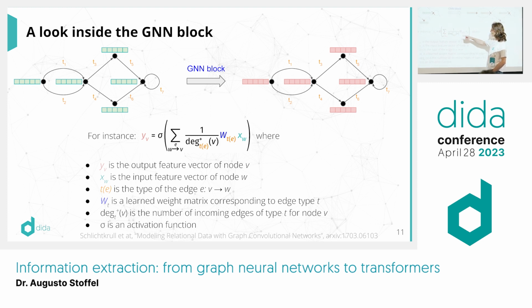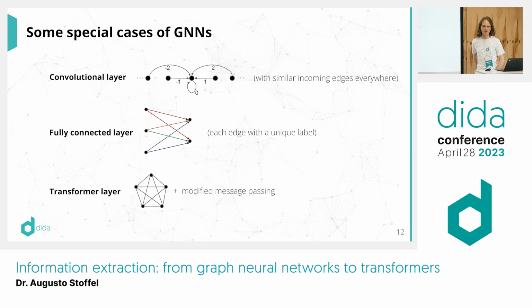Then we multiply this by some weight matrix, which is learned. And this weight matrix depends also on the type of the edge. And then we just collect all these quantities, these messages, together with this summation. Then we apply some nonlinear activation function, and this is the output feature vector of this one node. Okay? Yeah, so that's the basic idea behind it. So just to show you how this is a natural idea.